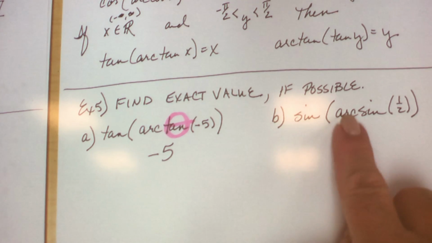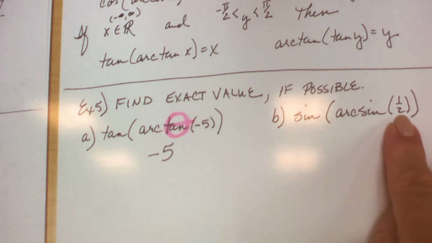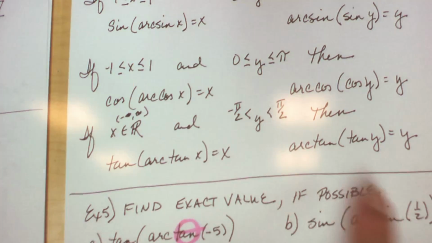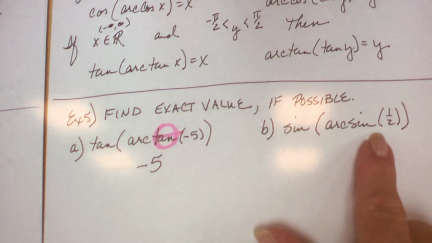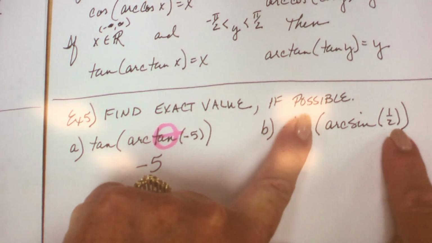The sine of the arc sine of 1/2. First of all, is 1/2 within my constraints? Yes. I'm looking at these constraints right here, between -1 and +1. So yes, it is, and now I can work the problem.